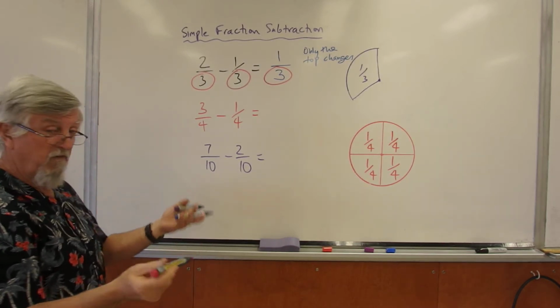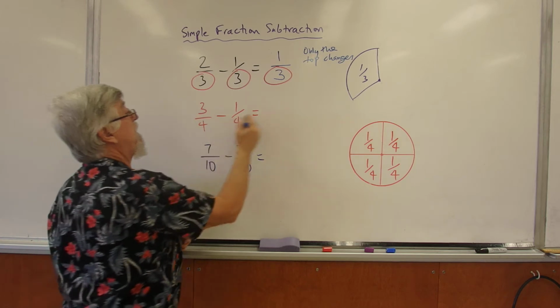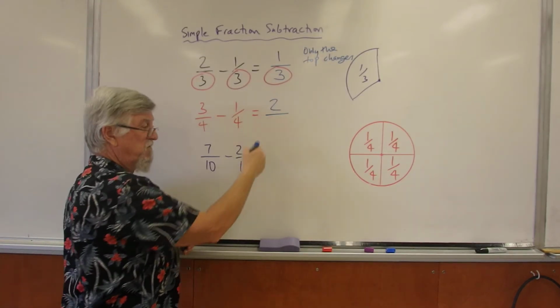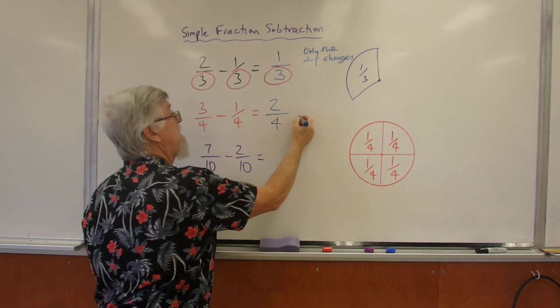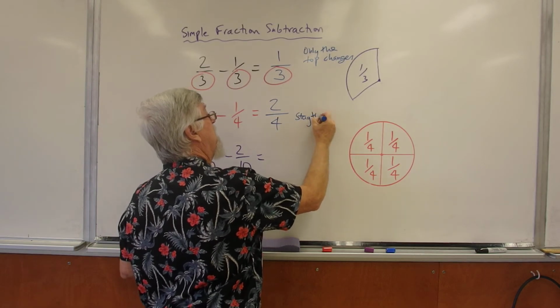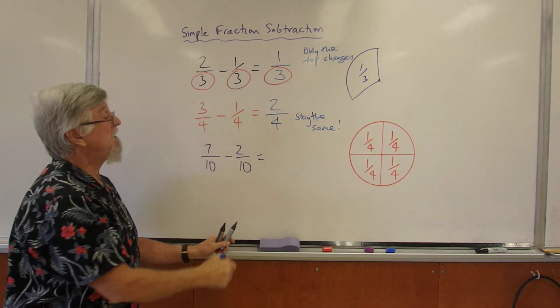The second one, so if we apply the same rule to it, we're going to have 3 take 1 is 2. Can't subtract 4 take 4 because you get 0. So the 4s stay the same. So the denominators stay the same.